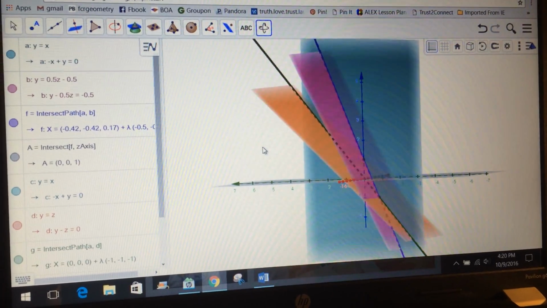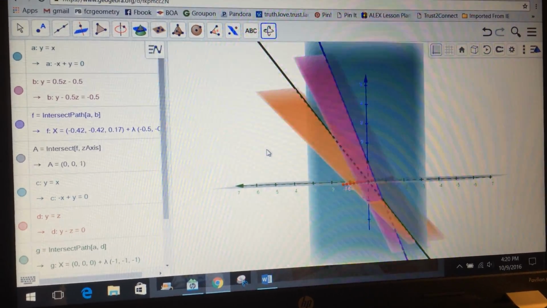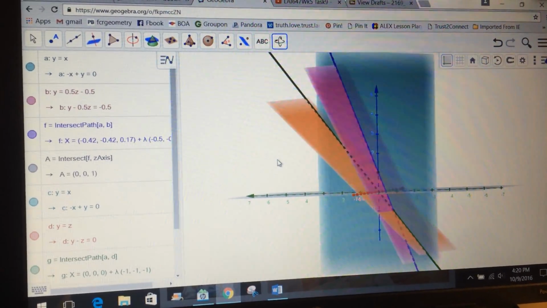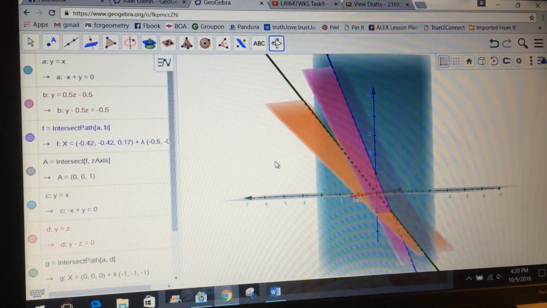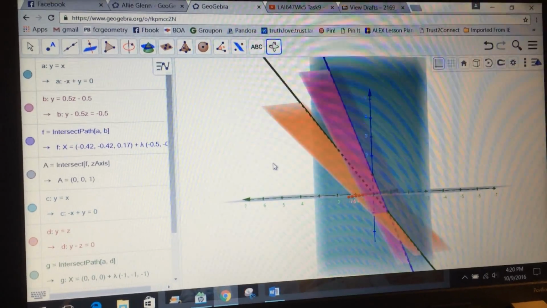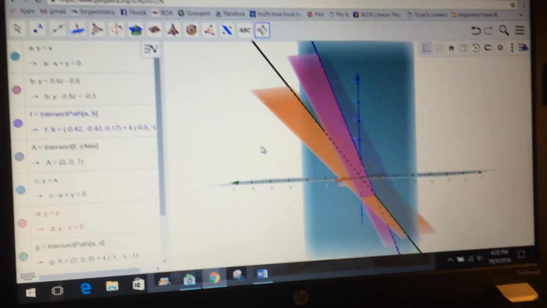This video is to address task number 10 in week number 5. In task number 10, it asks, do lines A and B intersect? And if so, explain why, and if not, explain why not. This is a very interesting problem.